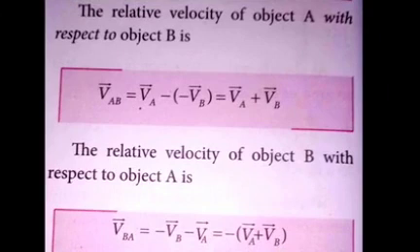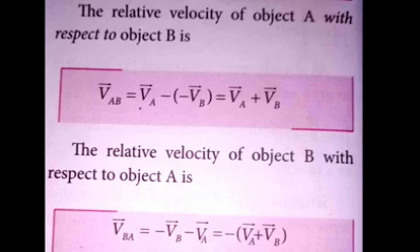Now the relative velocity of object A with respect to B. In this condition, object A moves in one direction and object B moves in the opposite direction. Therefore, to calculate the relative velocity, VAB vector equals VA minus of minus VB. Why are we using minus VB? Because it is in the opposite direction to VA. Simplifying the formula, we get VA vector plus VB vector, since minus into minus becomes plus.